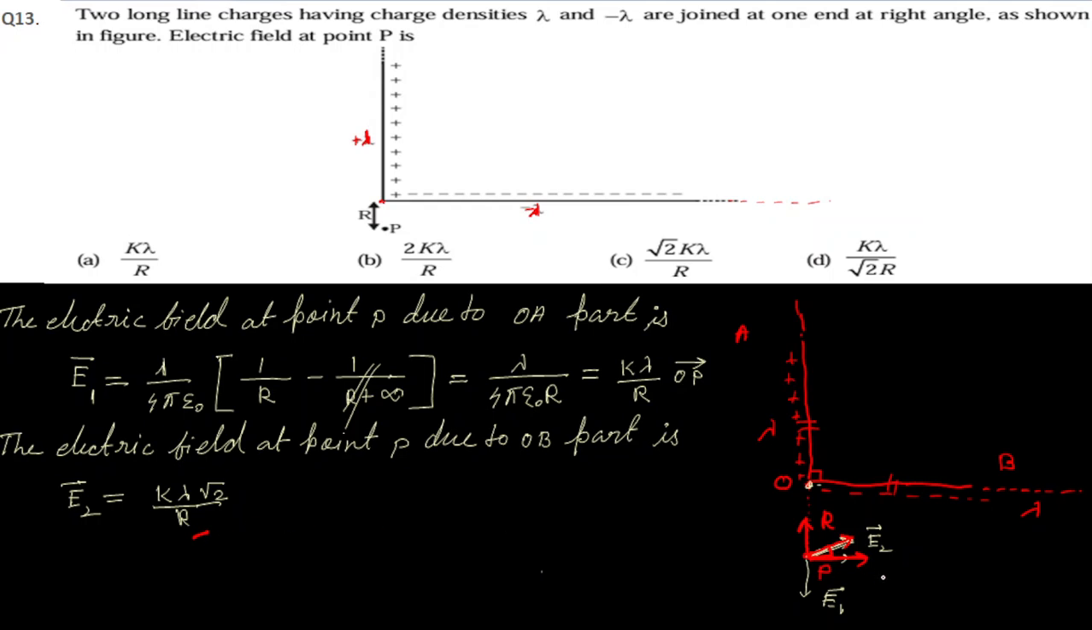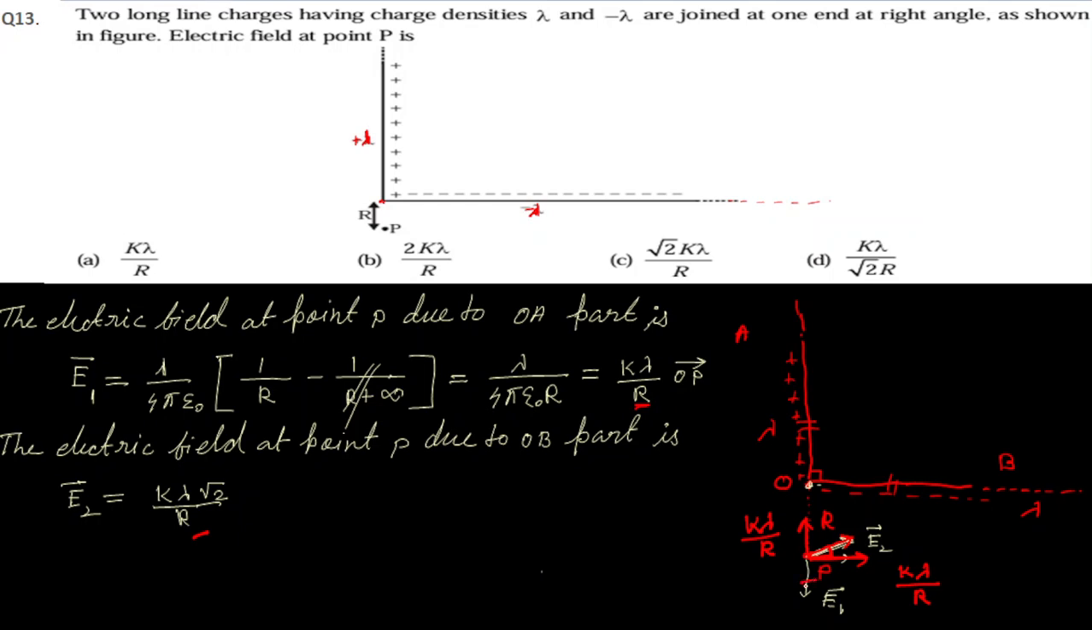So the component along this direction will be E2 cos 45. What value does that give? This will give K lambda divided by r. And since this angle is 45, the component along this direction will be E2 sin 45. Sin 45 is also 1 by root 2, so this component will also be K lambda divided by r. And you see the magnitude of E1 is also K lambda by r.